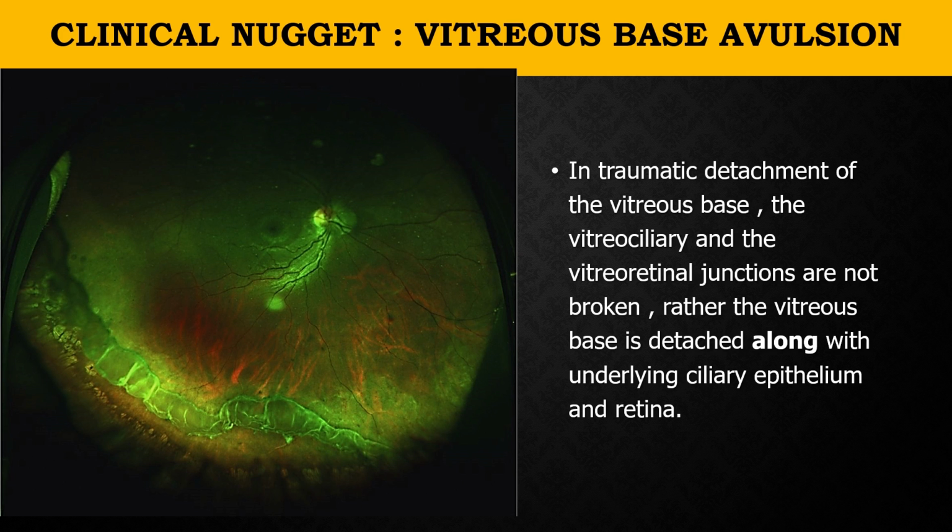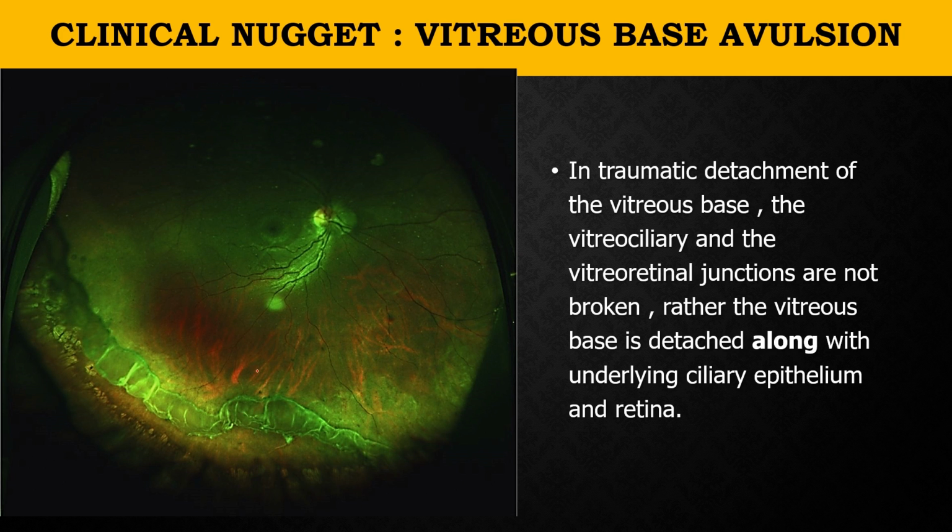Something similar happens in the posterior vitreous detachment. In posterior vitreous detachment, the posterior hyaloid layer or membrane cleanly comes off from the internal limiting membrane. However, that doesn't happen in the case of the vitreous base. There is such dense adhesion between the internal limiting membrane and the region of the pars plana and the vitreous base that whenever there's a traumatic detachment of the vitreous base, along with the vitreous, the epithelium of the ciliary body and the retina are also detached along with it, and that is what is known as vitreous base avulsion.